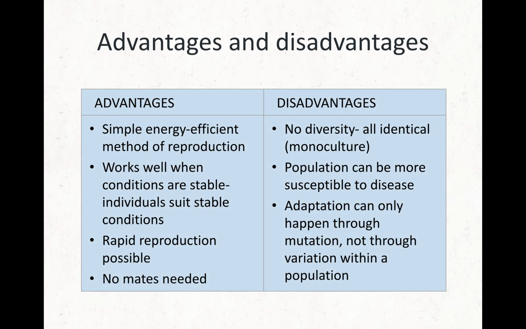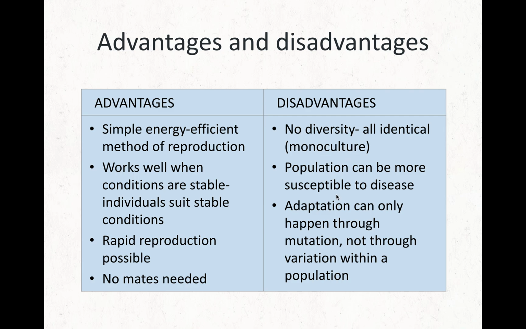You went through the advantages and disadvantages. I've summarised in the table there what's in your book, so it's very efficient. You don't need a mate. You can produce lots and lots of offspring, so lots of organisms use it. Mostly plants and fungi use it, but there's a big problem with it being a monoculture, as in there's no genetic diversity, they're all the same.